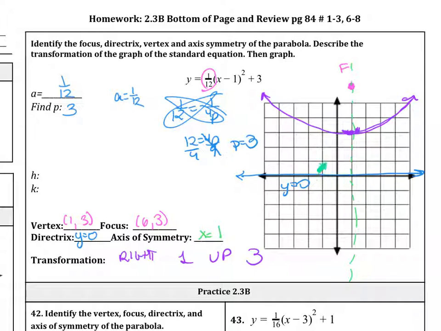Then to get the directrix, it's 3 below, 1, 2, 3, and I draw a line there, and that's y equals 0. The axis of symmetry is the x value of the vertex, so the x value of the vertex is right here, so that's x equals 1. Describing the transformations, just say that it's right 1, up 3, and that's it.